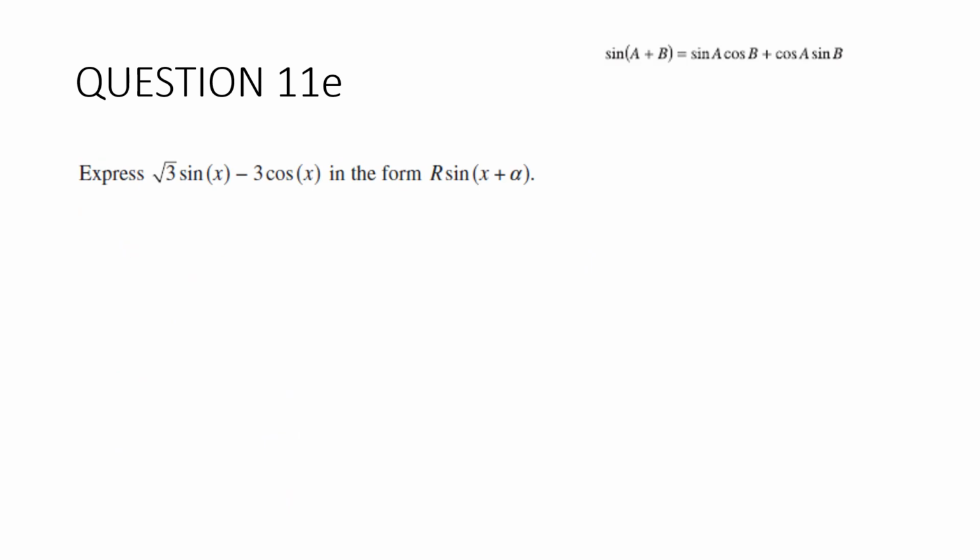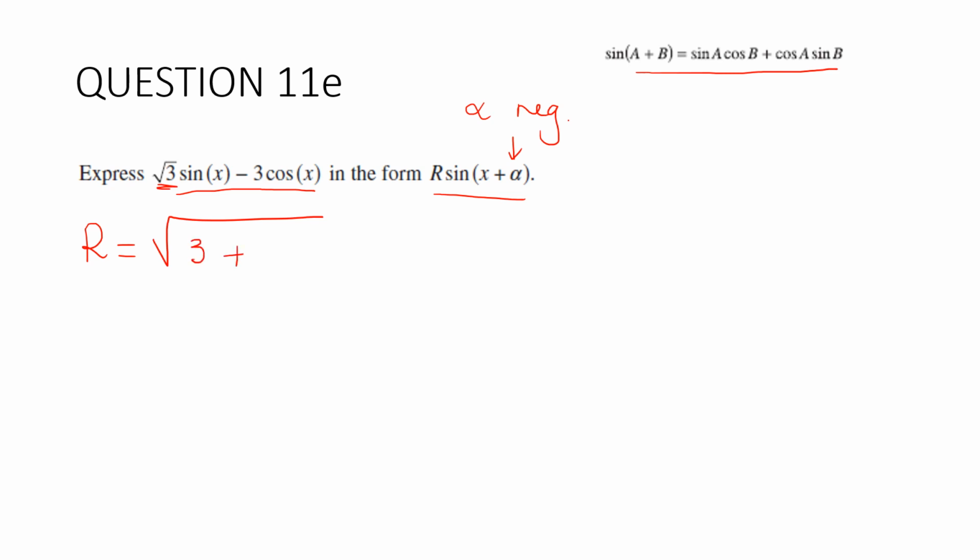Question 11e. Express root 3 sine x minus 3 cos x in the form r sine of x plus alpha. Now looking at this, I can immediately see that alpha is going to be negative. But let's start with r. So r is equal to the square root of root 3 squared, which is 3, plus negative 3 squared, which is 9, which is root 12. Let's tidy that up. We have 4 times 3, so that's 2 root 3. Now I'm going to work out tan of the absolute value of alpha.